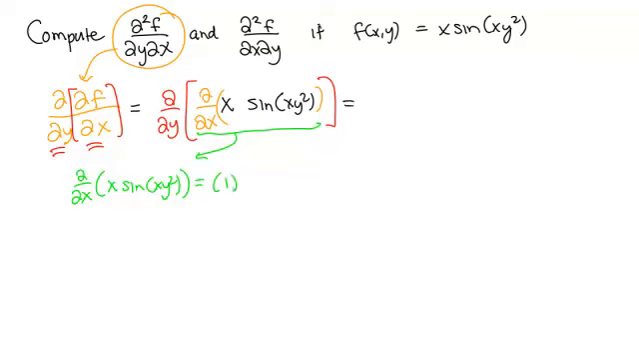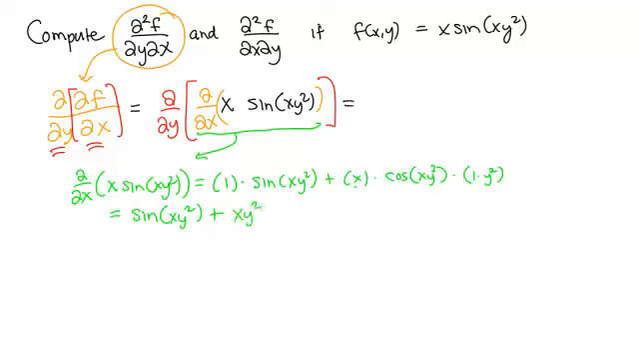So the product rule says it'll be the derivative of the first times the second plus the first times the derivative of the second. The derivative of sine of blank is cosine of blank times the derivative of blank. The blank is xy squared. X is the variable, y is a constant, so the derivative should just be 1 times y squared. And so if we clean this up, this is sine of xy squared plus x times y squared times the cosine of xy squared. So this is the thing I need to plug back into here.